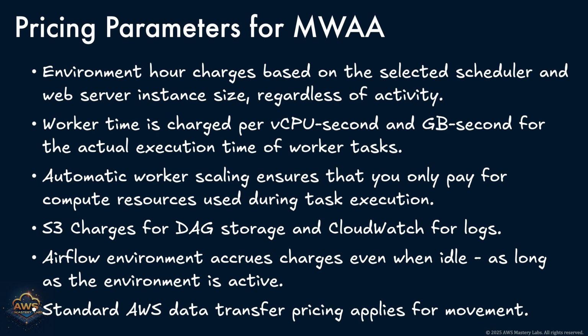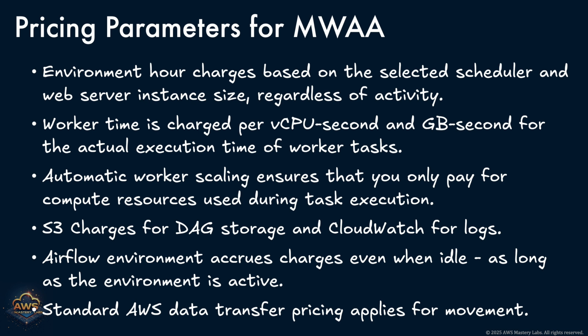Next, there's the cost associated with worker task execution. MWAA automatically provisions and scales workers based on your DAG's requirements, and you're charged based on vCPU seconds and GB seconds of usage during task runs. One key benefit of MWAA is that worker scaling is automatic, so you're not paying for unused capacity. When your DAGs are idle or less resource intensive, worker nodes scale down, reducing costs.